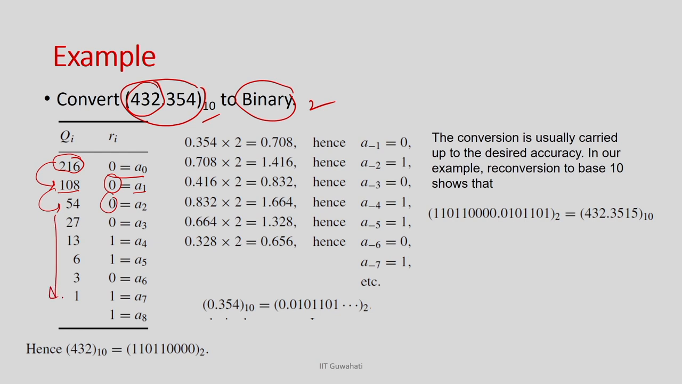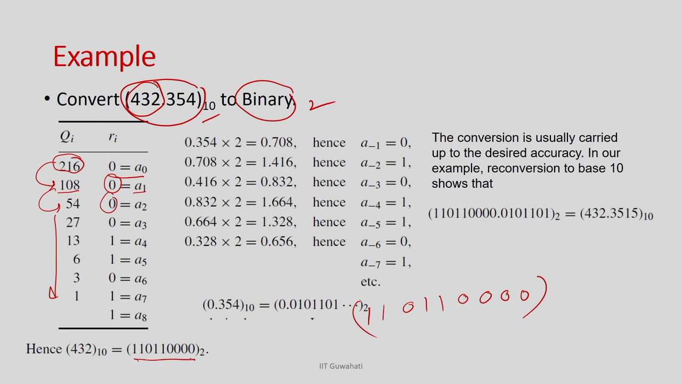So, that means you are getting the value like this. The first bit is 0, then 0, then 0, then 0, then 1, 1, 0, 1, 1. So, this is the integer part. This is what I got.